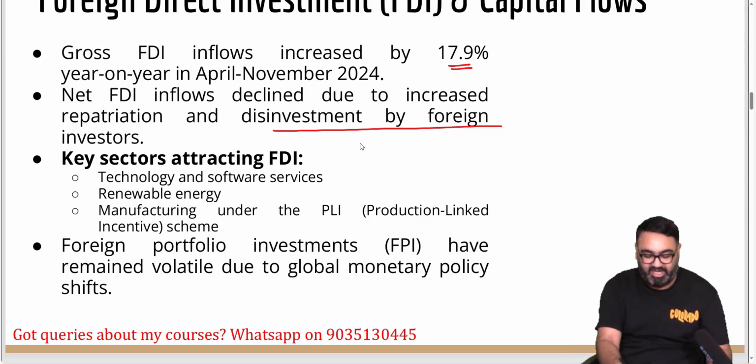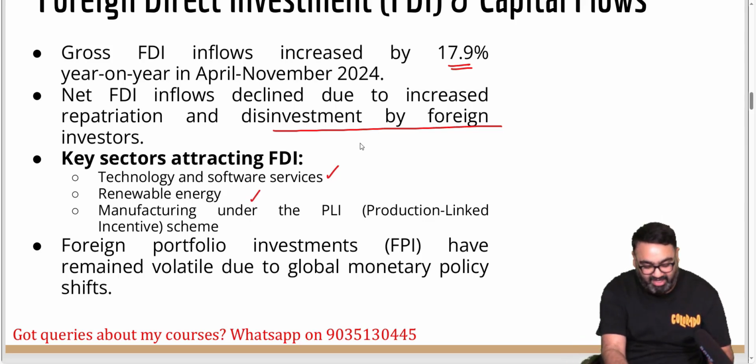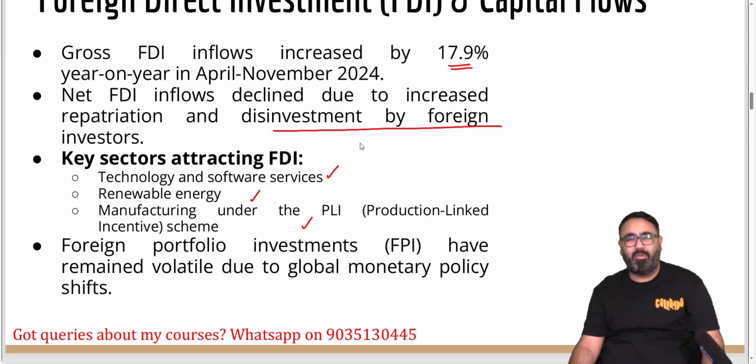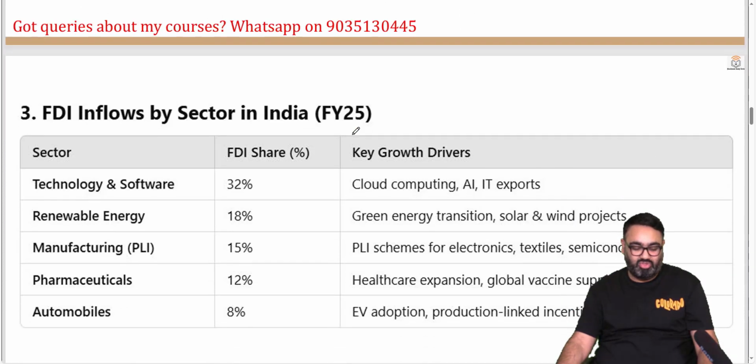For example, sectors such as technology and software services got a lot of FDI, followed by renewable energy, manufacturing under PLI, etc. Apart from FDI, money also comes in the form of FPI, foreign portfolio investment, that mainly gets into the stock market. That by nature is volatile. Stock market inflow and outflow depend mainly upon the rate at which the capital is growing. If the investors find better avenues, they obviously would not hesitate to take the money out. That's why it remains very volatile. So FPI has remained volatile as compared to other forms of investment.